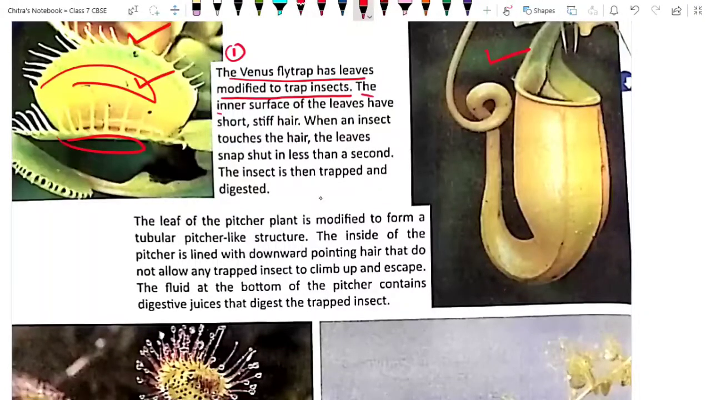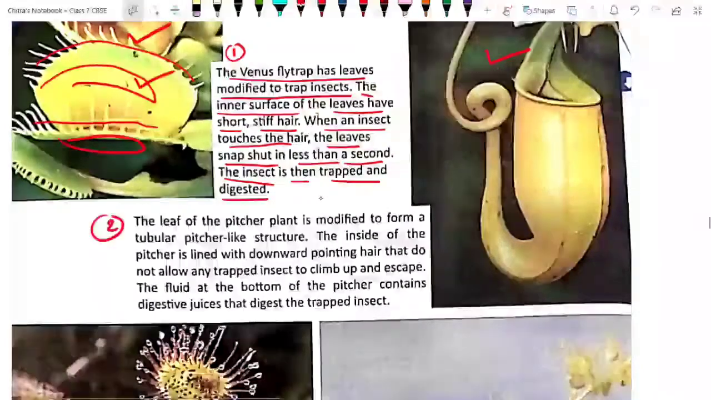The inner surface of the leaves has short and stiff hair-like structures, as you can see here. These are the stiff hair-like structures. When an insect touches the hair, the leaves snap shut. They shut suddenly, in less than a second. I will show you the video also after the discussion. The insect is trapped and digested by the plant in order to fulfill its nitrogen requirement.